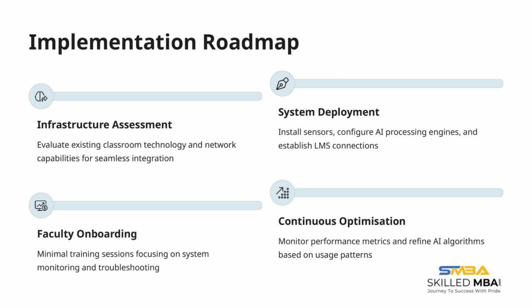Evaluate current classroom technology and network capabilities to ensure seamless integration. Deploy systems by installing sensors, configuring artificial intelligence processing engines, and establishing learning management system connections. Conduct minimal training sessions for faculty on system monitoring and troubleshooting. Continuously optimize by monitoring performance metrics and refining artificial intelligence algorithms based on usage patterns.